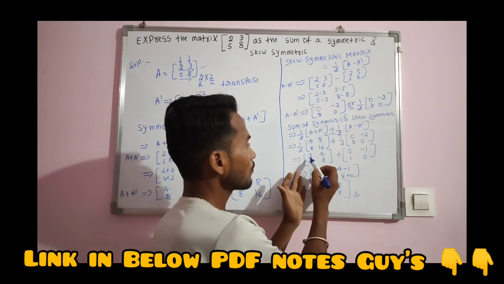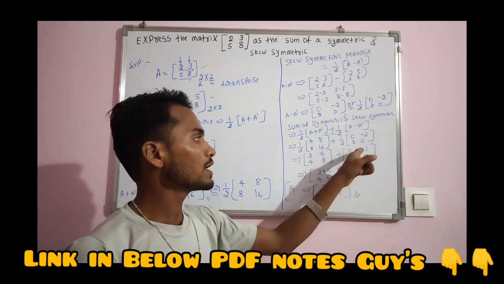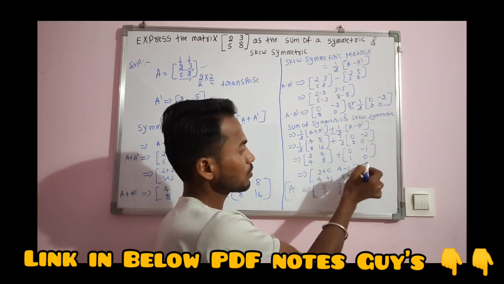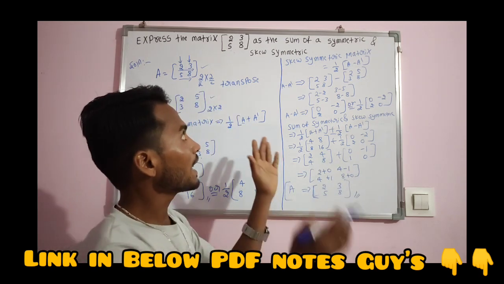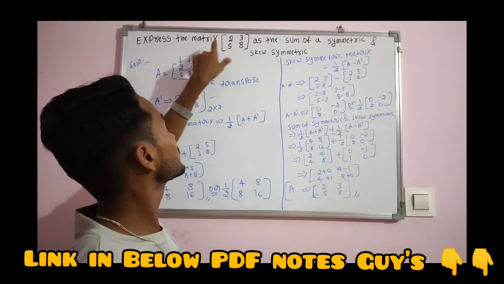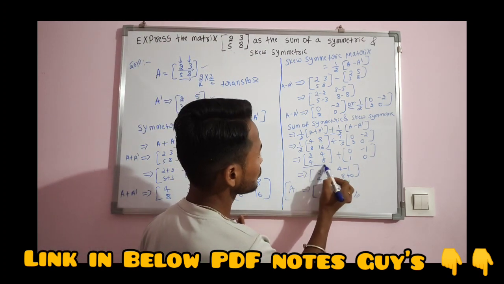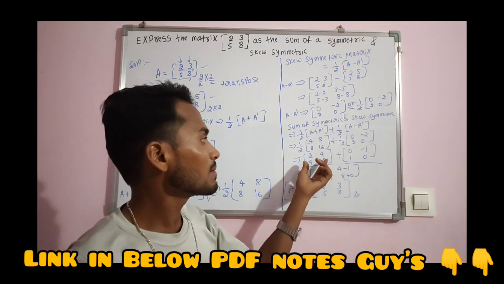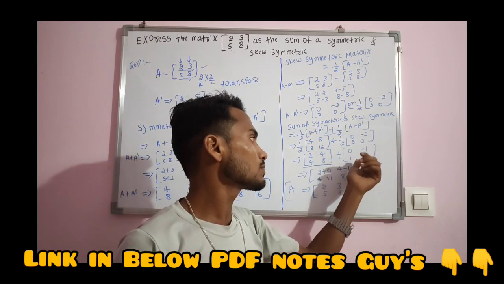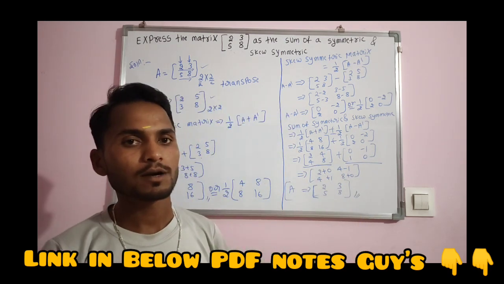Now add them. First row and first row: 2 plus 0 equals 2. Then 4 plus minus 1... 4 plus 1 equals 5. And 8 plus 0 equals 8. So this is how it has to be done. We already got the sum of the symmetric and skew symmetric matrices, and this is the result. The symmetric matrix is 2 4 4 8, and the skew symmetric matrix is 0 minus 1 1 0. This is how to identify the symmetric matrix and skew symmetric matrix.